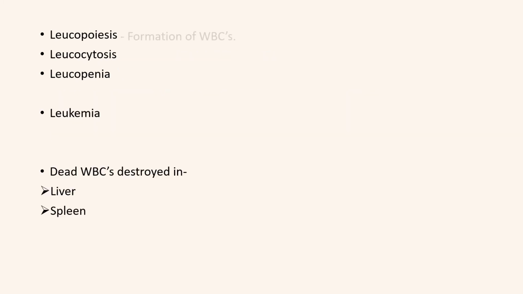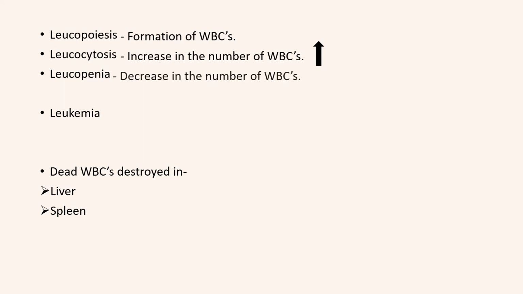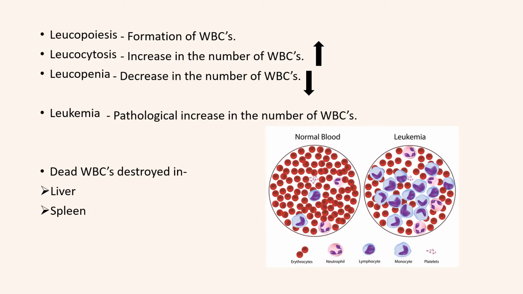Leukopoiesis is the formation of WBCs. Leukocytosis means the increase in the number of WBCs. Leukopenia is the decrease in the number of WBCs. Leukemia is a pathological increase in the number of WBCs, which is also known as blood cancer. The dead WBCs are destroyed in the liver and spleen.